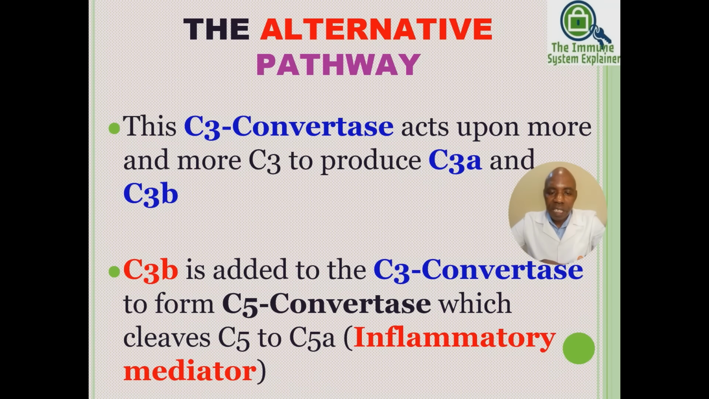This C3 convertase acts upon more and more C3 to produce C3a and C3b. C3b is added to the C3 convertase to form C5 convertase, which cleaves C5 to C5a and C5b. Okay, and C5b is very, very important because it's going to be the initiator of the common pathway that we mentioned earlier on, and that is the thing that is going to drive the activation of the complement system until the end, until we have formation of MAC. Okay.